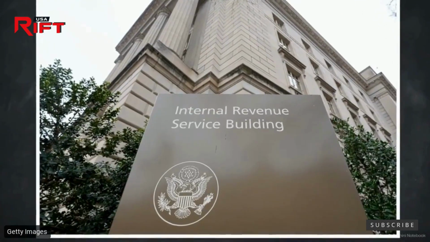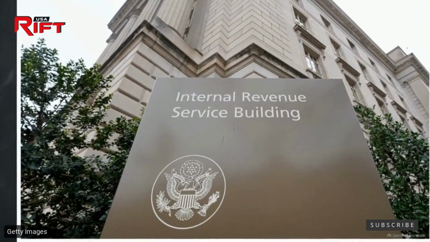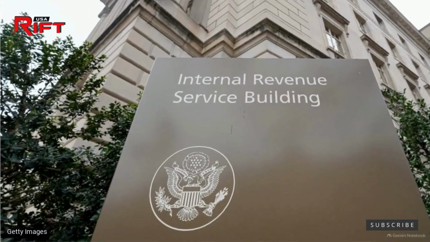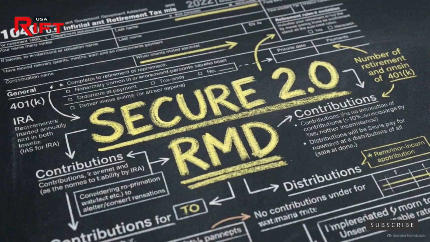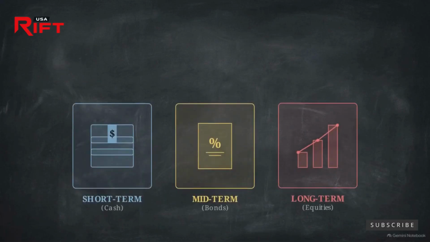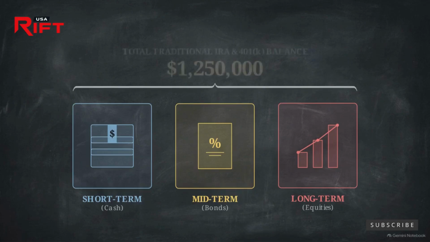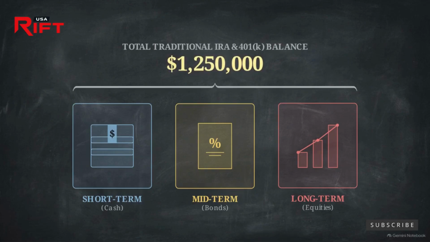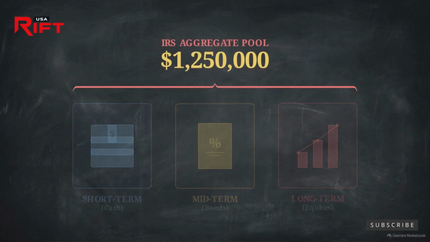Precise portfolio buckets often collide with the reality of strict federal tax codes. Under Secure 2.0, required minimum distributions, or RMDs, now begin at age 73, rising to age 75 for those born in 1960 or later. The IRS calculates these distributions based on your total traditional IRA and 401k balances, regardless of how you have labeled your buckets.